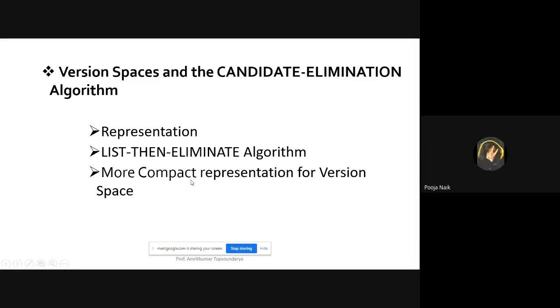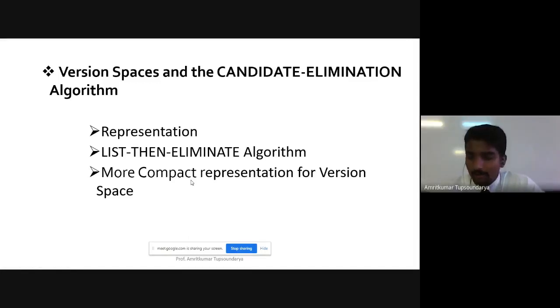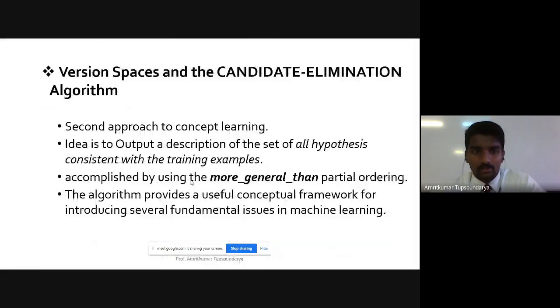Yes, sir. Okay. So, a brief recap of what we did in the previous class. We learned about what a version space is, how it is represented, then a very basic algorithm, the List-Then-Eliminate algorithm, how it operates, and we saw how we represent the version space in a more compact way, in a better way, right? Before discussing the version space, we learned how the candidate elimination algorithm makes use of this version space, and how this candidate elimination algorithm is different from Find-S.